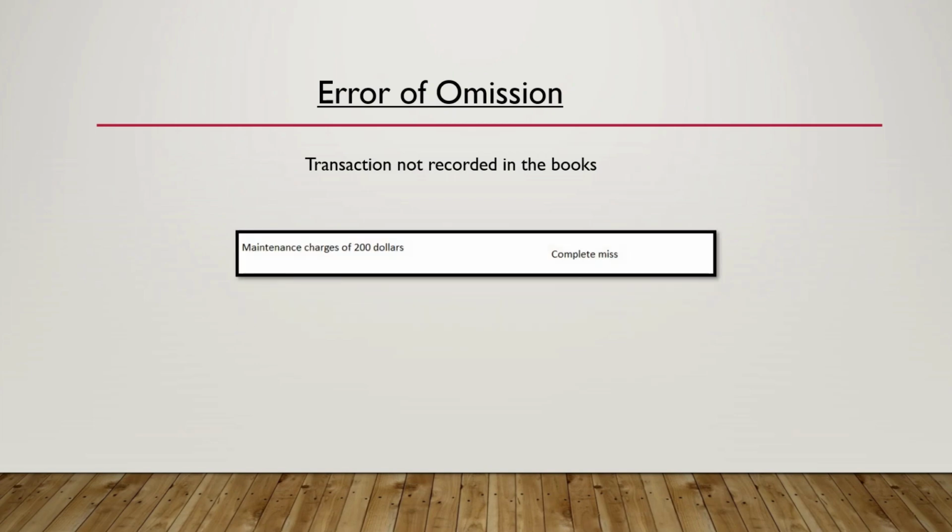For example, you have a transaction where there's a maintenance charge of, let's say, $200. If it's a complete miss, that means both debit as well as credit sides are missed completely. You cannot see it by just seeing the numbers at the total level of a trial balance. So the entry here is maintenance charge account debit to cash account. So one account is debit, the other one is credit. Both getting missed. So it's an error of omission.